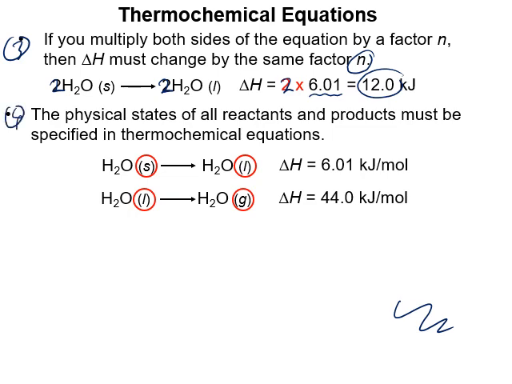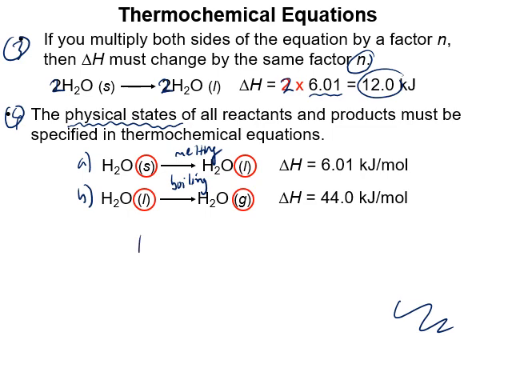The physical state of all reactants and products must be specified in thermochemical equations. So here we have equation A and B. As you can see, A is basically referring to the melting process. Equation B is basically referring to the boiling process. So how do I know it's melting and boiling? Because there is a physical state. Solid changing to liquid is melting. Liquid changing to gas is boiling.